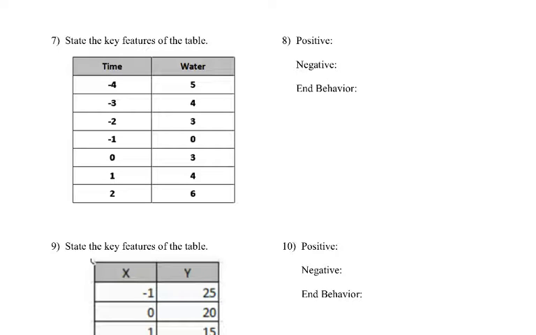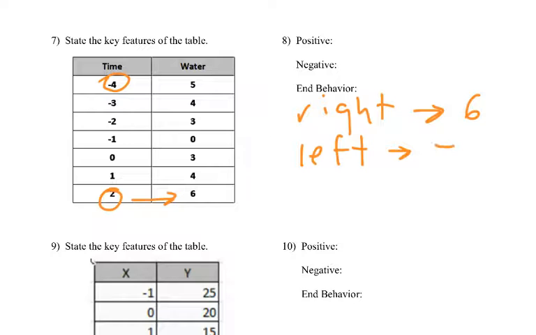Okay. Now, with dealing with tables, it's a little bit tougher. So we've got to find the furthest left point and the furthest right point. So the more positive, bigger number, that's going to be the right. So right goes to 6. Left is going to be the smallest negative number. So left goes to negative 4. Yeah, negative 4. No, that's the x value. We want the y value. It goes to 5.